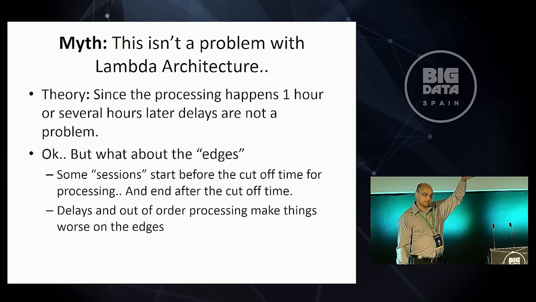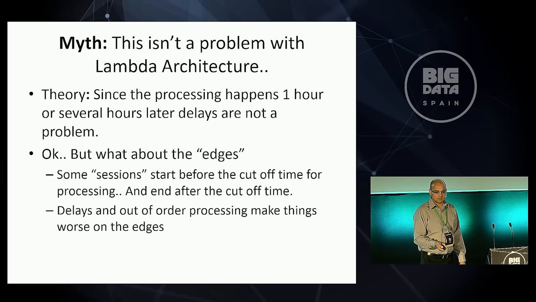Because remember, the same pipeline is also feeding Hadoop, right? So whatever delays are in the pipeline show up in Hadoop. So you have the same problems in Lambda architecture. And if you need accuracy, you need to fix them. You need other mechanisms to help you there.